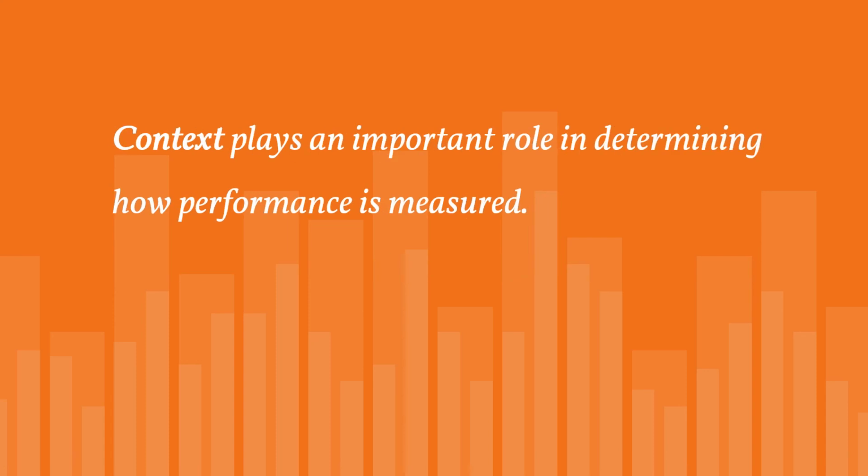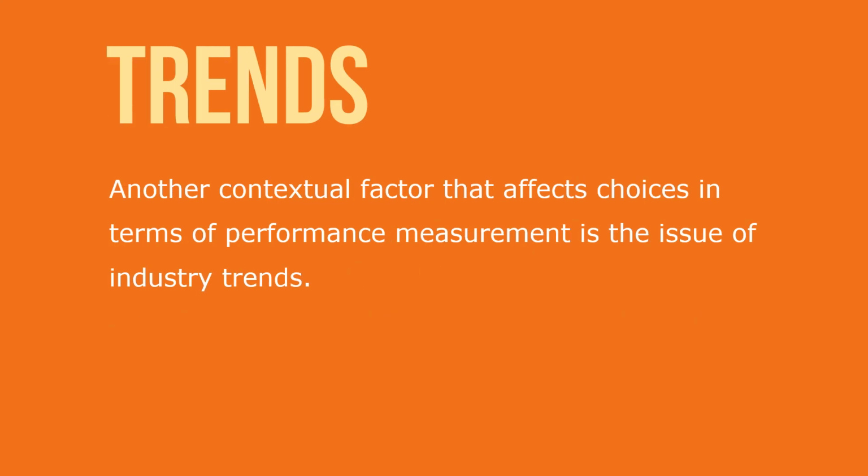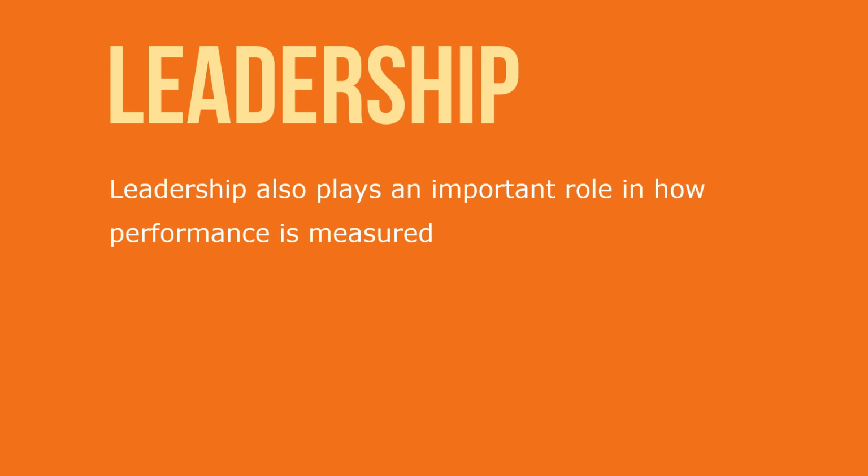Context plays an important role in determining how performance is measured. This includes the relative emphasis on results and behaviors, the use of comparative or absolute systems, and the many other choices and options in performance management. In some organizations, the culture is highly competitive. In those organizations, it's unlikely that performance management systems will include measures of contextual performance such as competencies regarding cooperation and working with others. Another contextual factor that affects choices in terms of performance management is the issue of industry trends. Leadership also plays an important role in how performance is measured.